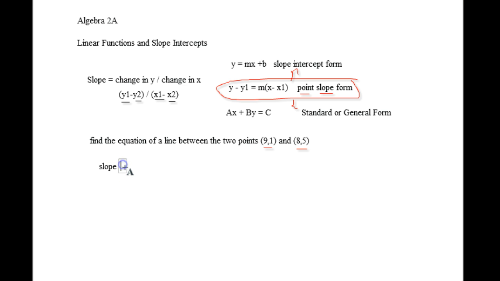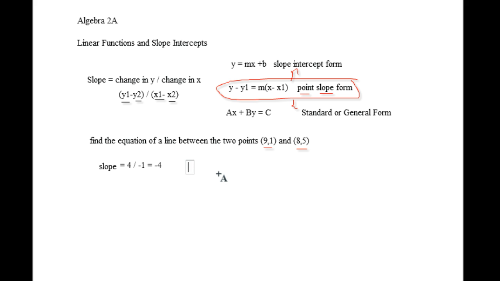Okay, so slope is going to be change in y. So the change in y from 5 to 1 is 4, so it's going to be 4, and the change from 8 to 9 is -1. So the slope is going to be -4. Okay, so that one's pretty simple.